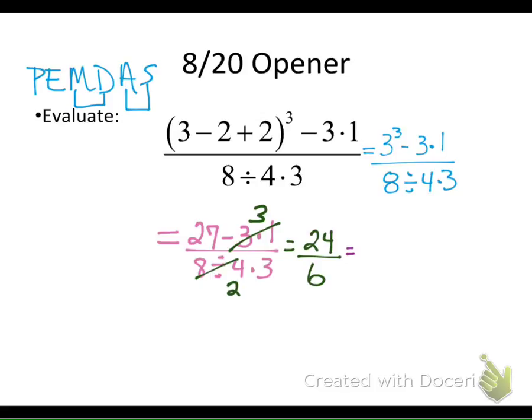Now, you can usually look at this as either a fraction or a division problem. To me, it's easier to divide than to simplify fractions. So you can look at this bar here as a division symbol. So what's 24 divided by 6? 4. And that is your final answer.